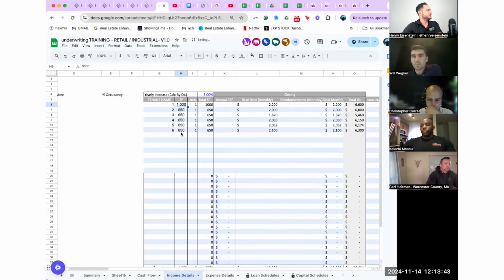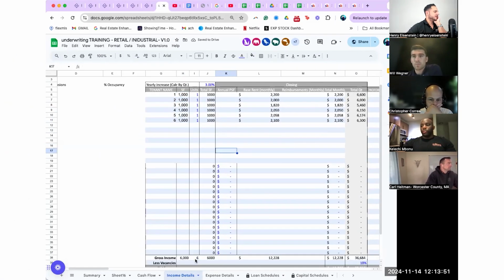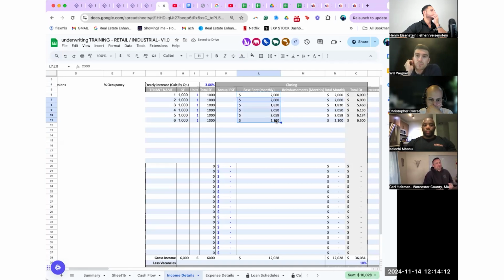So I'm going to pretend this is a strip center. These are all 1,000 square foot spaces. It's a 6-unit retail center, 6,000 square feet, all 1,000 square feet each. They're all rented for 2,000-ish bucks per month, roughly. I'll even do $2,000 just to make it really easy. Let's just say $2,000 a month. We'll say it's a decent location.